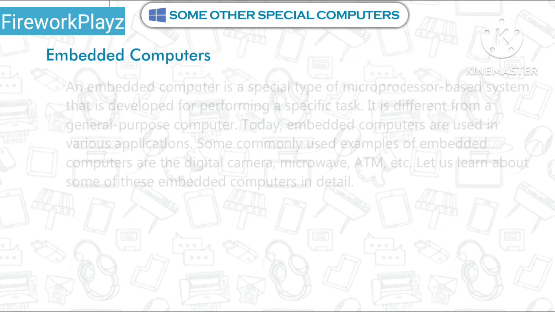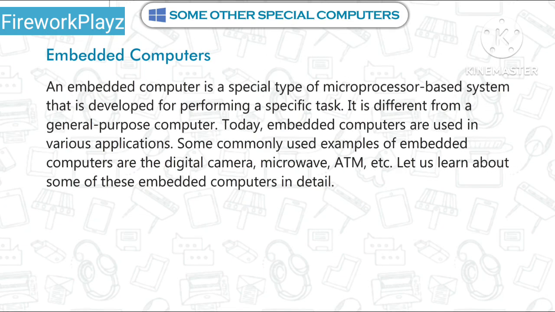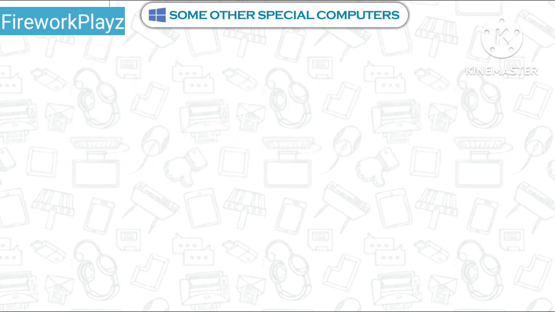Embedded computers. An embedded computer is a special type of microprocessor-based system that is developed for performing a specific task. It is different from a general-purpose computer. Today, embedded computers are used in various applications. Some commonly used examples of embedded computers are the digital camera, microwave, ATM, etc. Let us learn about some of these embedded computers in detail.